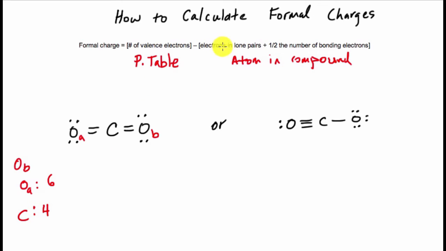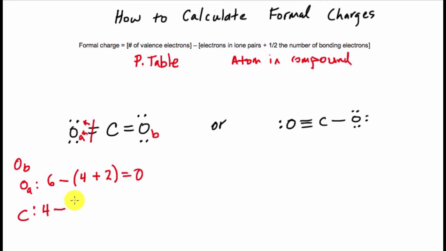Then I look at the electrons in the lone pairs. I have 1, 2, 3, 4. So I'm going to subtract out 4 plus 1/2 the number of bonding electrons, because remember I said we're going to split this in half and give the electrons back to each element. So I'm going to have 2 electrons, because each double bond has 4 electrons. So 2 electrons go back to the original element, in this case oxygen. So that would be 4 plus 2 gives me 6, and 6 minus 6, of course, is 0.